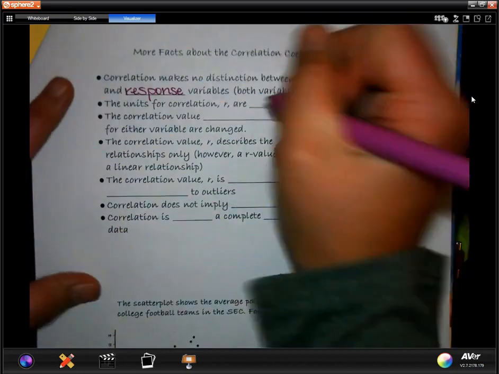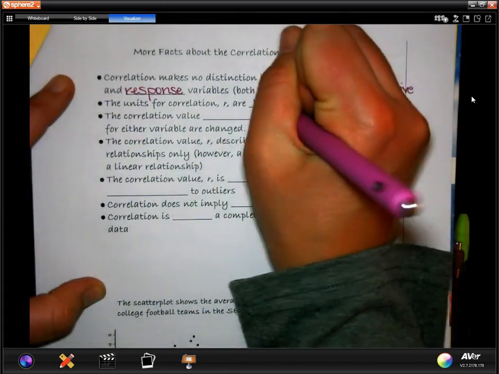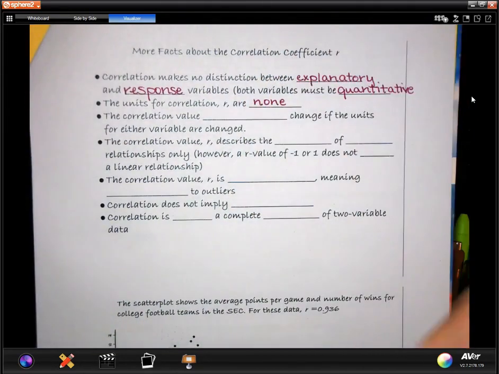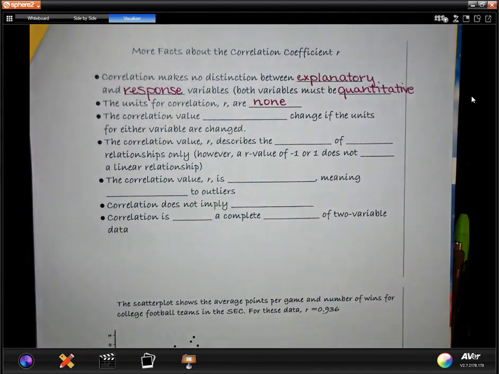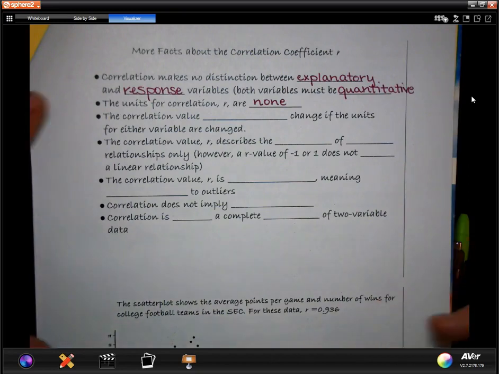Units for correlation are none. That's another way they try to mess with people. They'll say the correlation is 0.75 meters per second. Well, the fact that they threw meters per second on there means they have no clue what they're talking about with correlation because there are no labels for R.